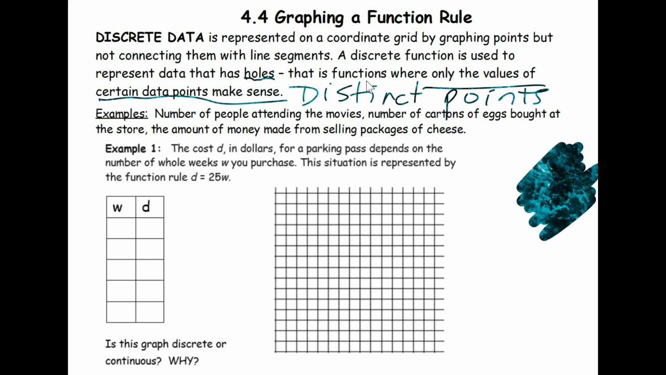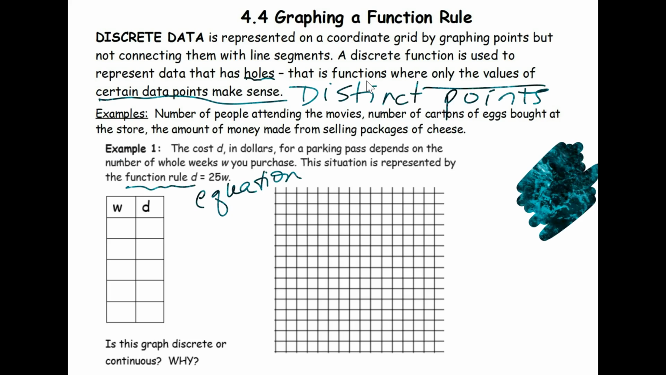All right. So this example says the cost D in dollars for a parking pass depends on the number of whole weeks W you purchased. This situation is represented by the function rule D is equal to 25W. So we know a function rule. No, maybe you don't know this. I think I've emphasized this. I don't know in which class. But a function rule is a fancy way of saying an equation. It's basically an equation. When you see the function rule, you see D is equal to 25W. If you see an equal sign, you know you have an equation.